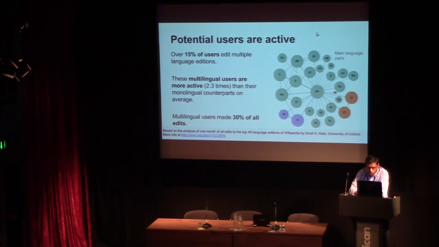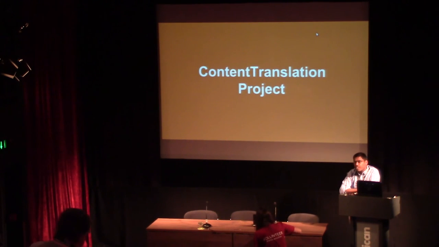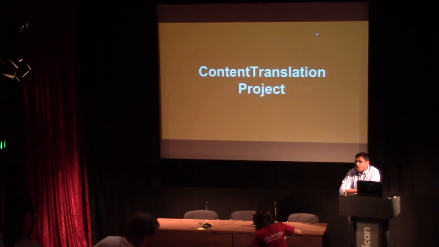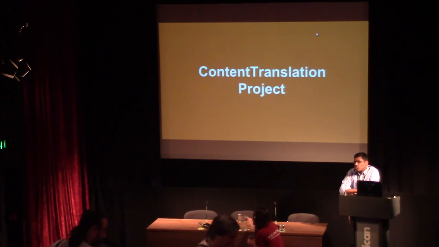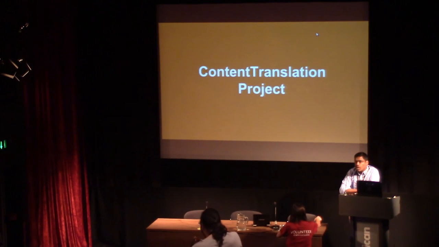This gives the opportunity for the Wikimedia Foundation to look at a project where we can provide a unified interface for editors to translate articles across languages. So we started this project named the Content Translation Project. We started about 6 months back, and currently it's deployed in a pilot language pair, Spanish and Catalan. So in this talk, we are going to explain the details of the project, the workflow, the tools, and the opportunities.